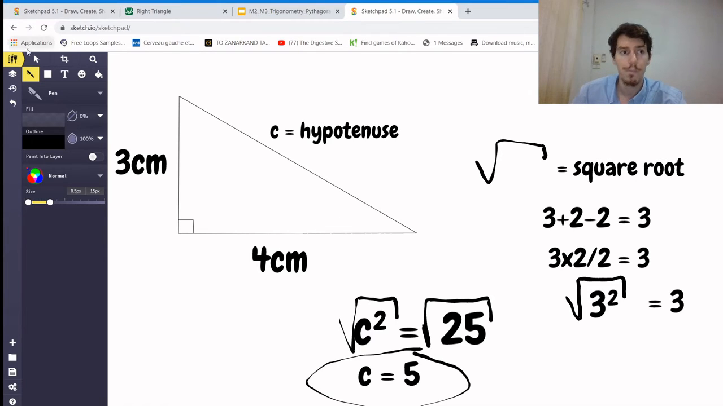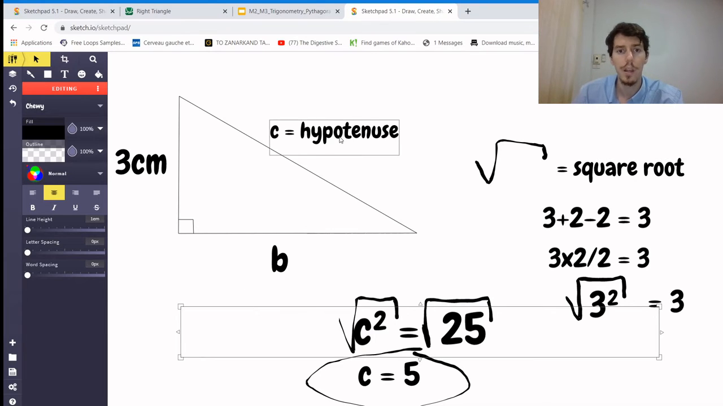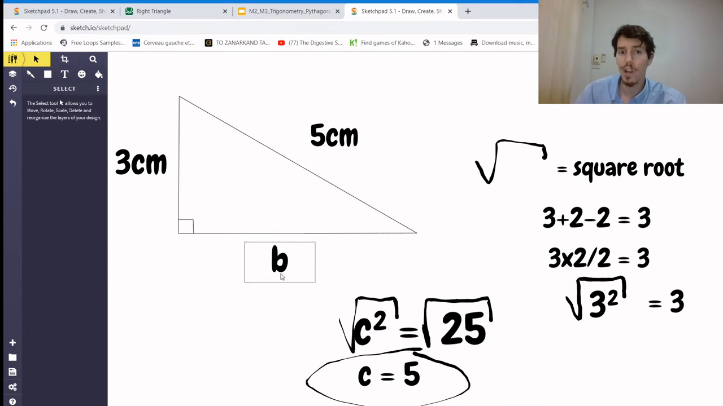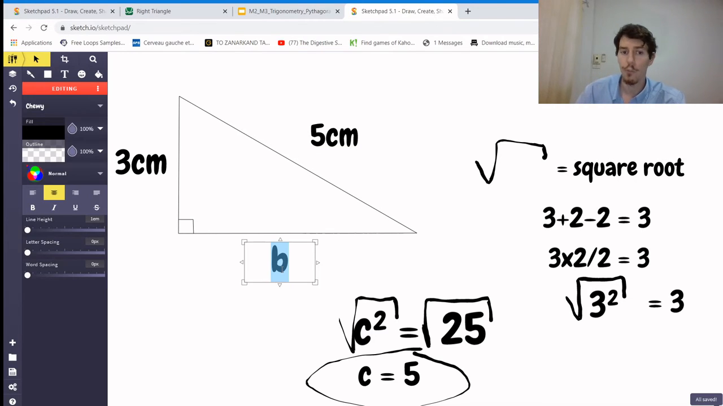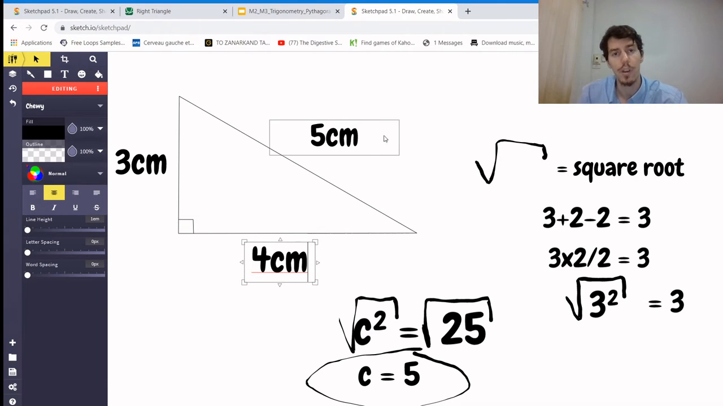If I gave you another example, where I told you this is B, and this is 5 centimeters, then if you just look at it, you know B is 4 centimeters because of the 3, 4, 5. I really recommend that you remember this because it can help you a lot to go faster with some exercises. Alright guys, good job. I hope you understand this exercise, and we will do another one now.